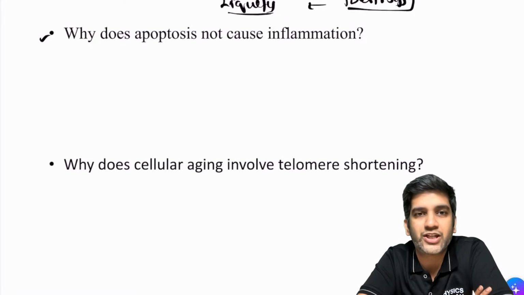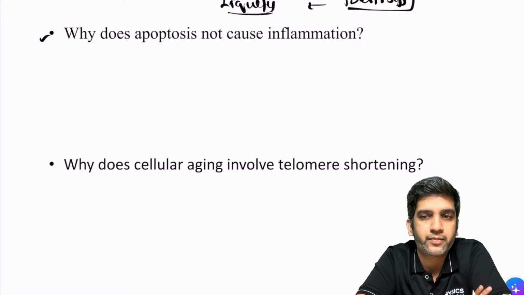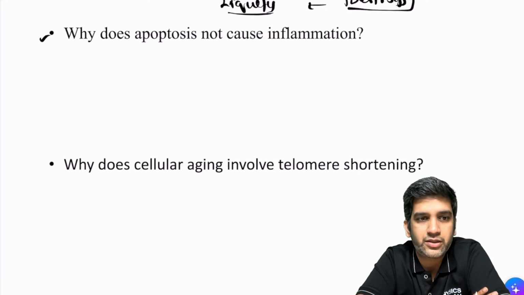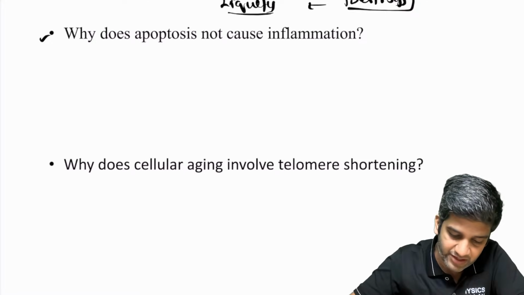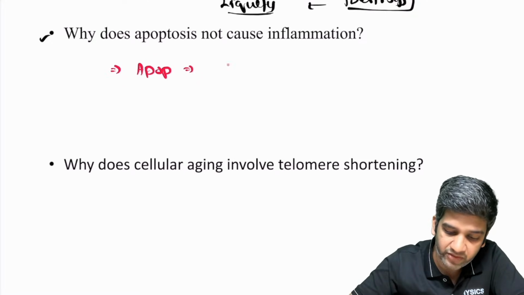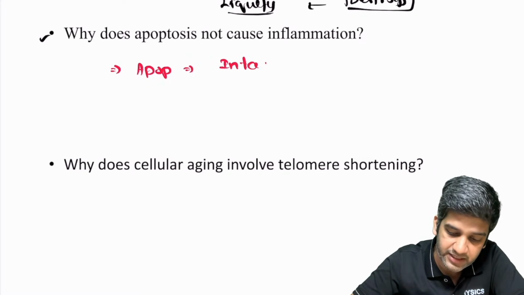Why does apoptosis not cause inflammation? We know it does not cause inflammation. The answer is why. It's a simple question. Very, very easy and simple. In apoptosis, the most important thing is this word. If this word is there, that's more than enough.